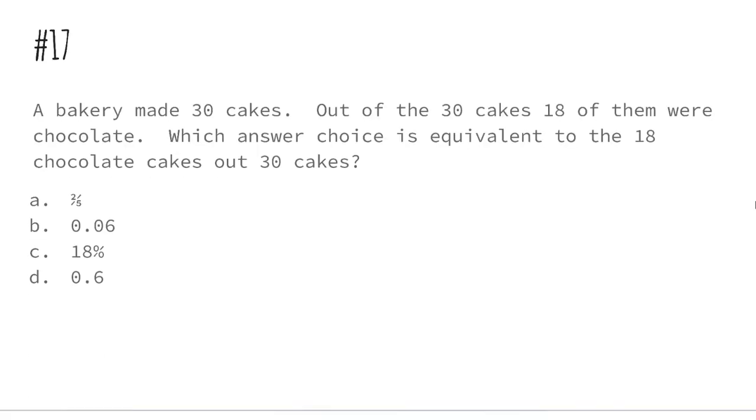A bakery made 30 cakes. Out of 30 cakes, 18 of them were chocolate. Which answer choice is equivalent to the 18 chocolate cakes out of 30 cakes? So first let's simplify this fraction. I know I can divide top and bottom by 6.